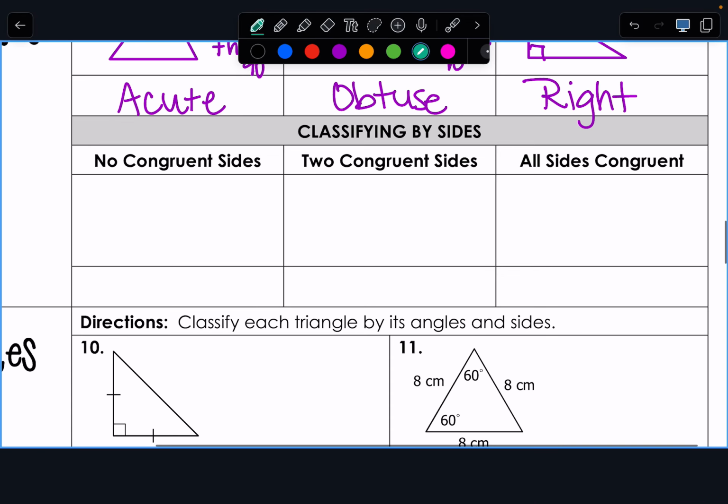If we have two congruent sides, what do we call this? You guys really don't know isosceles?